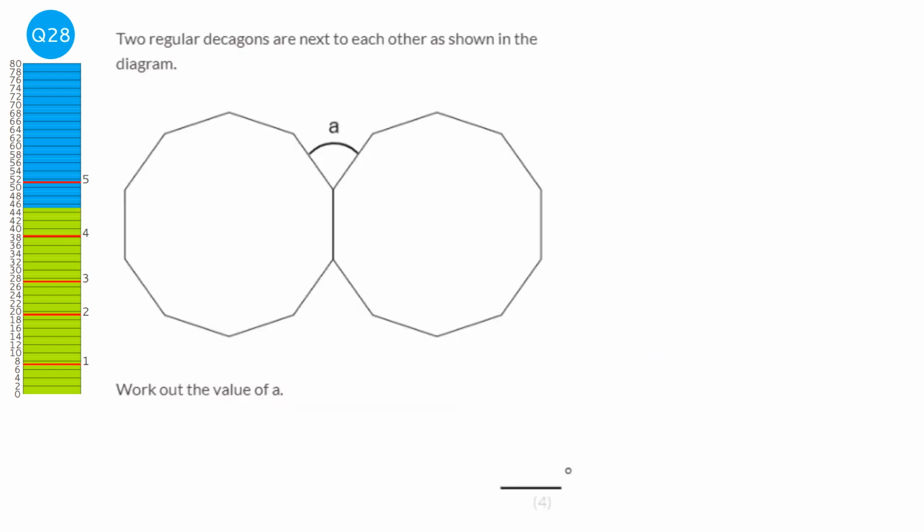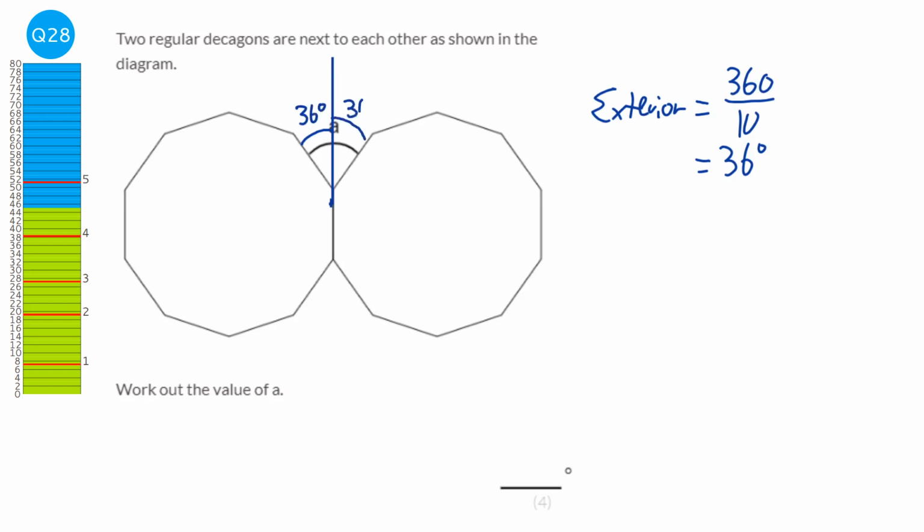To find the exterior angle of any polygon, we do 360 divided by the amount of sides. These are decagons, which means they have 10 sides. So the exterior angles will be 36 degrees. And the exterior angle is just an angle that continues on. You just continue on from the side. So this one here is the exterior angle of the left-hand decagon. And this one here is the exterior angle on the right-hand decagon. So altogether, the angle A will be 36 plus 36, which will be 72. So our answer will be 72 degrees.